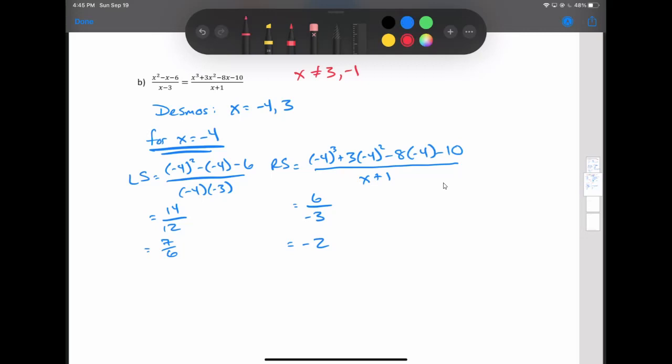Thankfully, I'm usually half decent at catching these. That should be -4 minus 3, not -4 times -3. So let me fix that. Okay. And when I fix that up a little bit, I get 14 still on the top. I get -7 on the bottom, and there we go, -2.